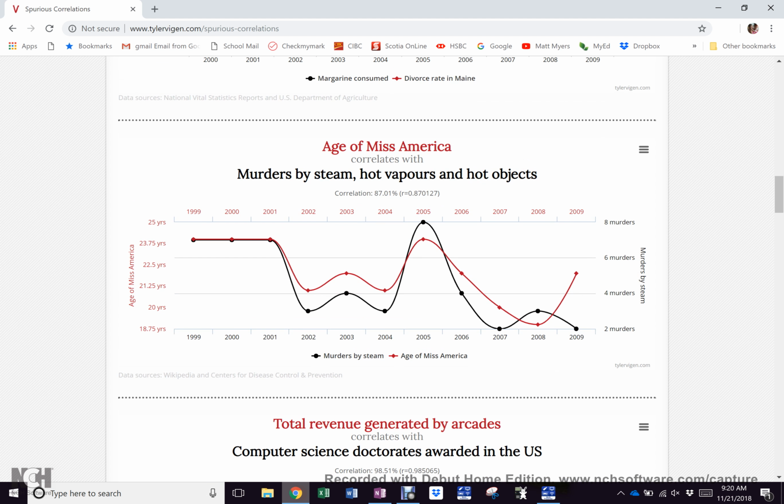Oh, look. As Miss America gets younger, the drops in murders by steam, vapors, and hot objects will fall. Damn, we better make sure we choose the youngest Miss America possible next year so we have less murders by steam. Do all of you see where I'm going with this? Ethan. Of course. See, you can suffocate by steam.